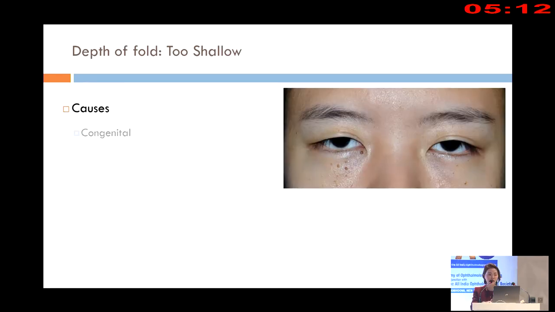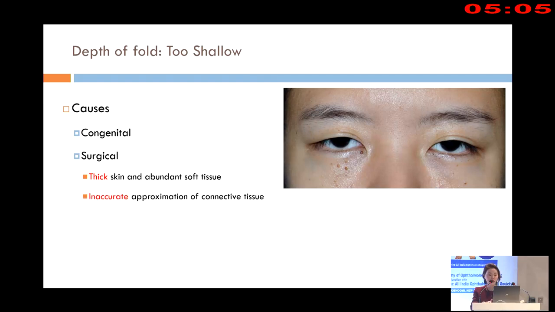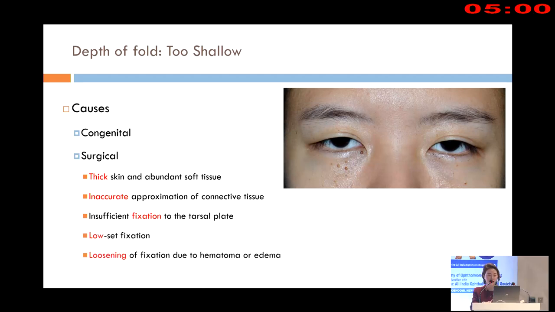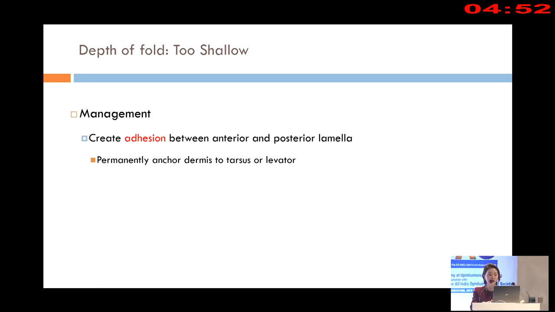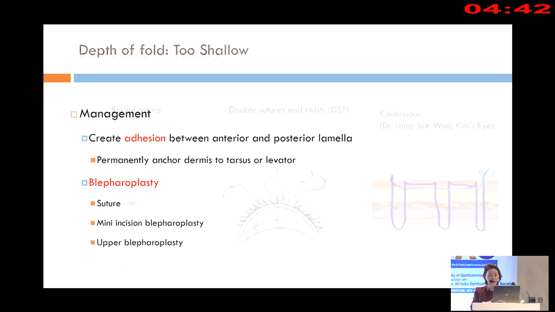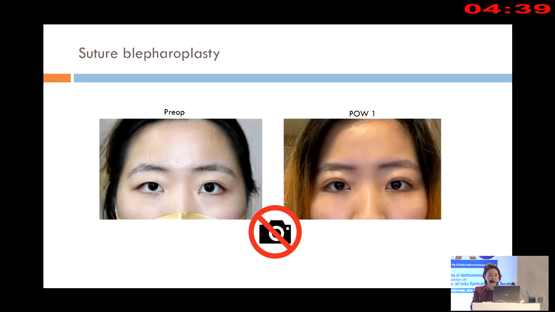So let's talk about depth of fold. If it's too shallow, it could be congenital, but if it's surgical, it could be due to thick skin and abundant soft tissue, inaccurate approximation of the connective tissue, insufficient fixation to the tarsal plate, low set fixation, or loosening of fixation due to hematoma or edema. So how do we manage this? The management really is to create the adhesion between the anterior and posterior lamella to permanently anchor the dermis to the tarsus or levator. So we perform a blepharoplasty. It can be suture, mini incision, or upper blepharoplasty, which our previous speakers have talked about. So this is a patient with a faded crease, and we just did a suture blepharoplasty.